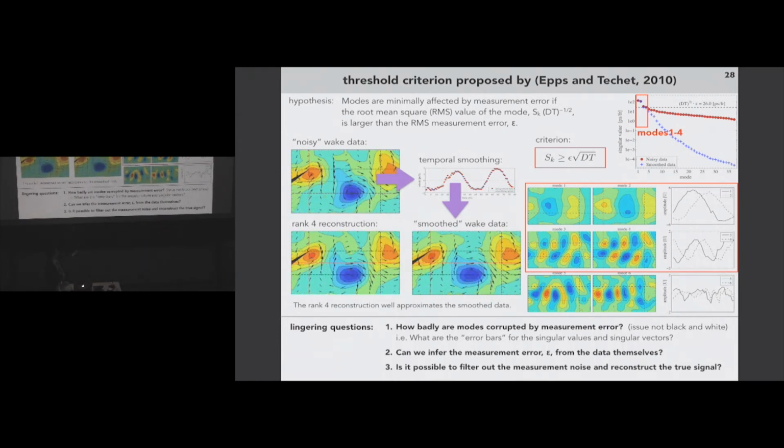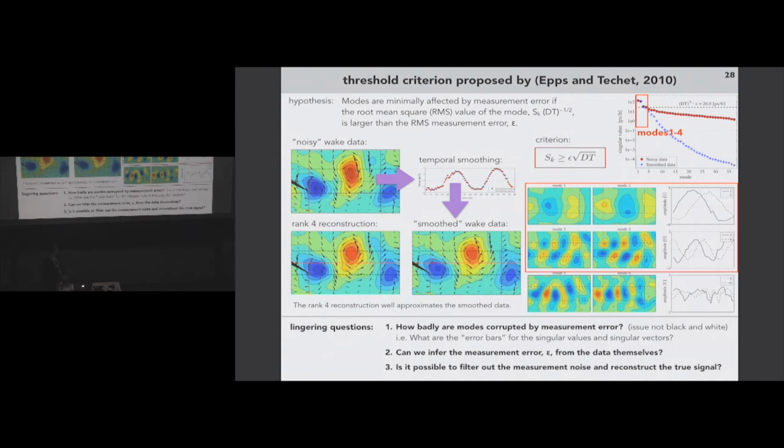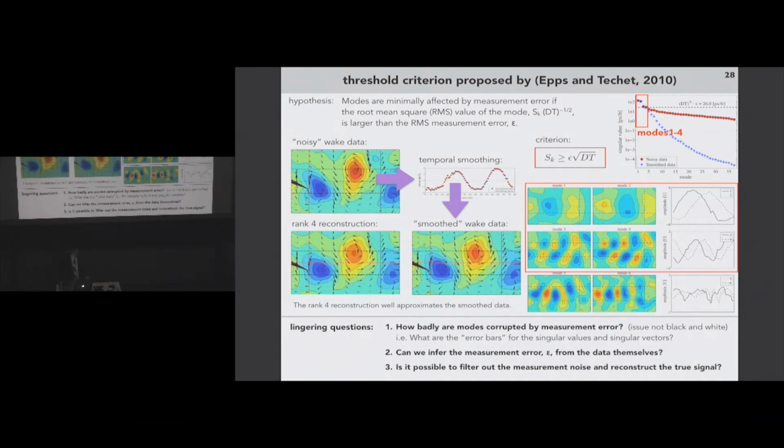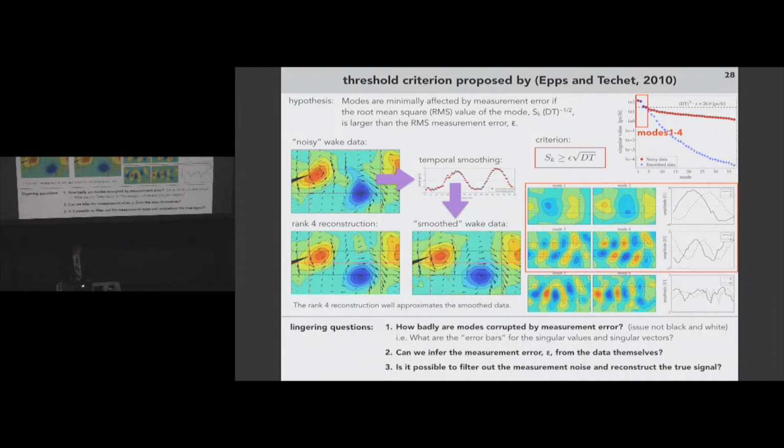They go down because there's less noise in those modes. But the first 4 modes are relatively unchanged. Okay, so that was what I did a long time ago. What did I do recently?